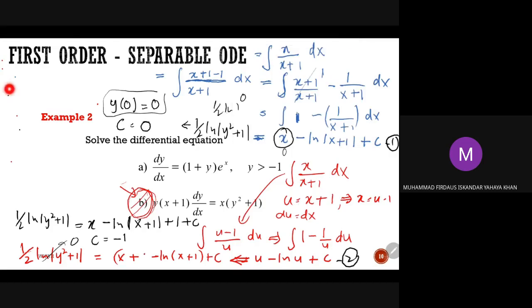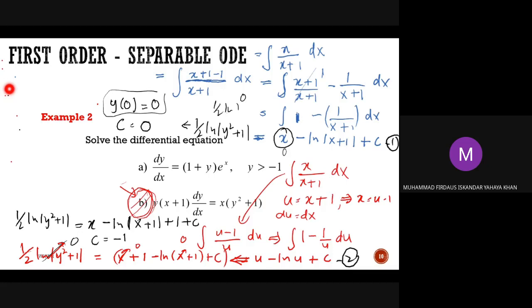Ni kan kita ada x tambah 1 tolak ln x tambah 1 plus c kan. So kalau kita gantikan kat sini, x sama dengan y sama dengan kosong, x sama dengan kosong. So maknanya ni kosong, ni kosong. So what we get our c? For this case, negatif 1. Yes, c kita akan dapat negatif 1. Okay, c kita akan dapat equals to negatif 1.